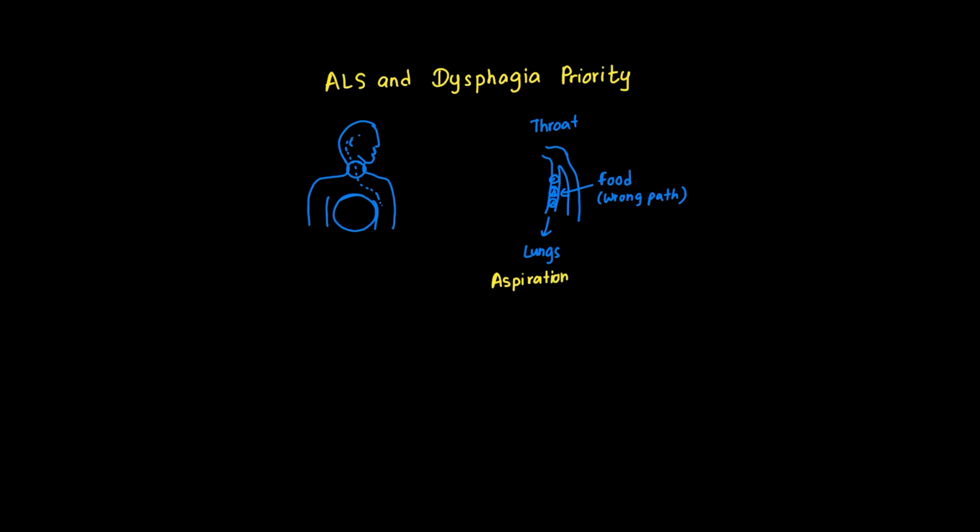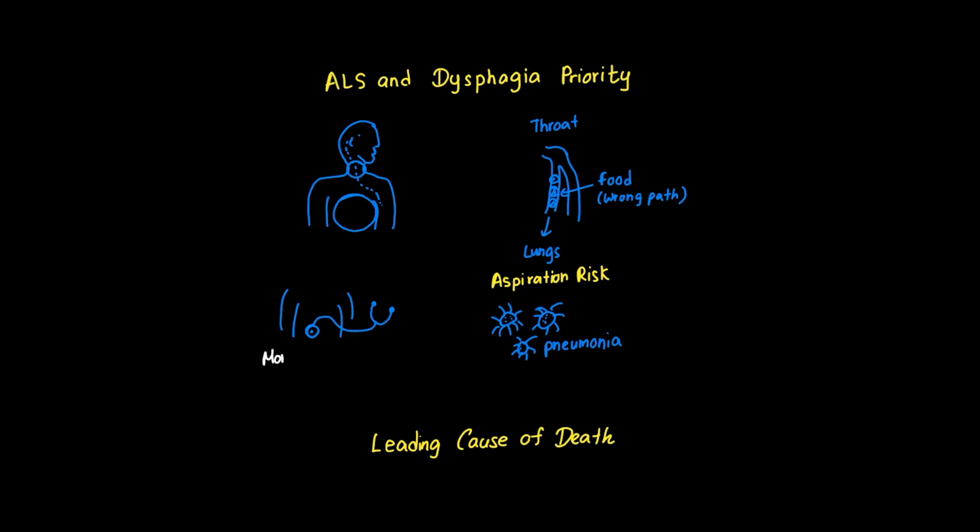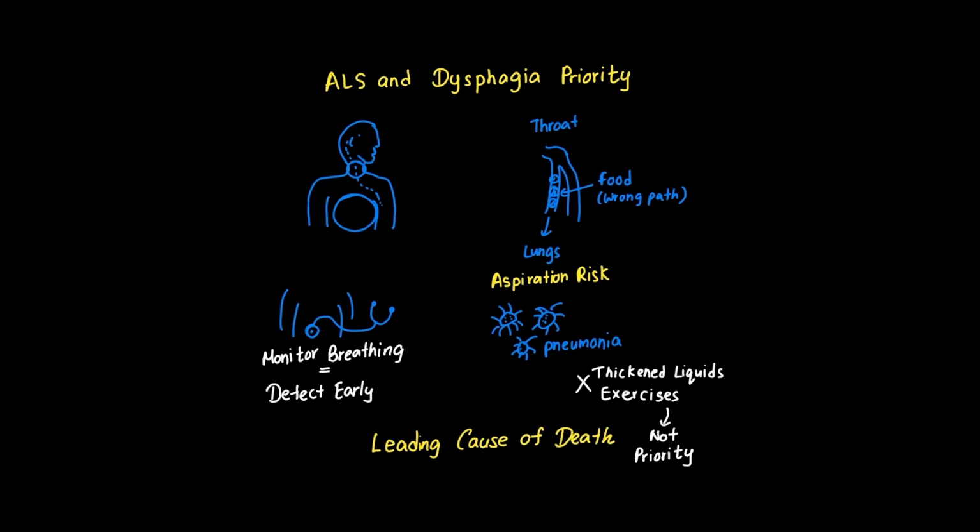This leads to aspiration pneumonia, which combined with already weakening respiratory muscles, causes respiratory failure. This is the primary cause of death in ALS. While thickened liquids help, monitoring breathing detects early aspiration signs. Range exercises maintain function, but don't address the immediate life threat.